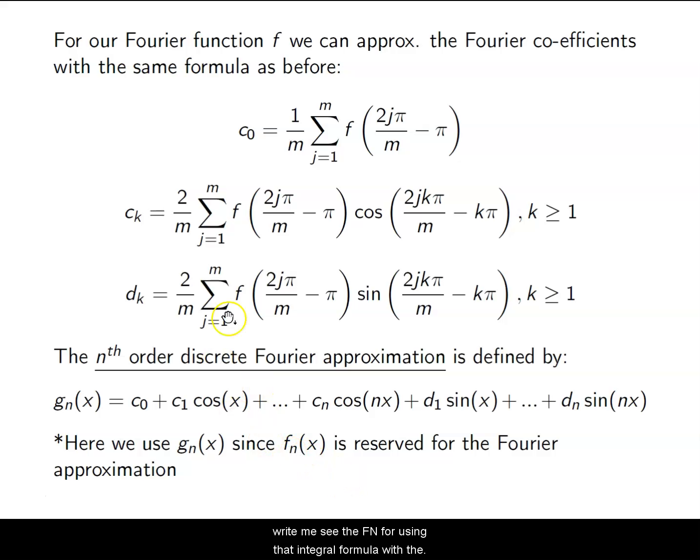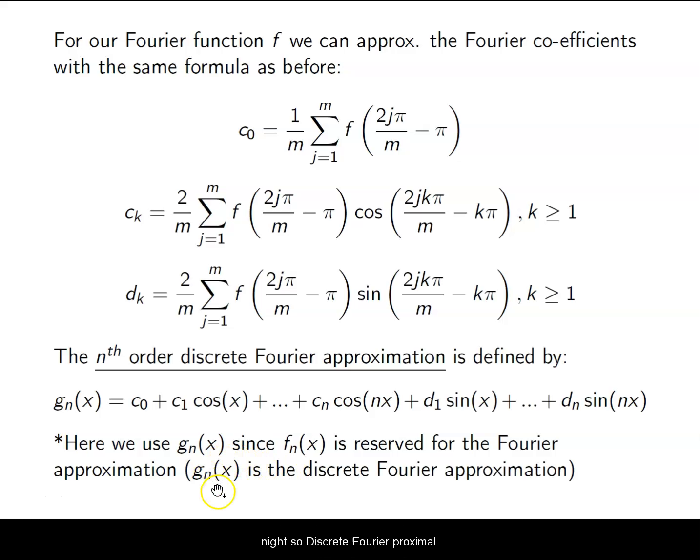When you see the Fn, we're using that integral formula with the inner product space. Okay, well, this is an inner product space as well, but the defined inner product is the integral from negative pi to pi of f of x times g of x. Right, so again, Gn of x is the discrete Fourier approximation. So let's go ahead and start our example.